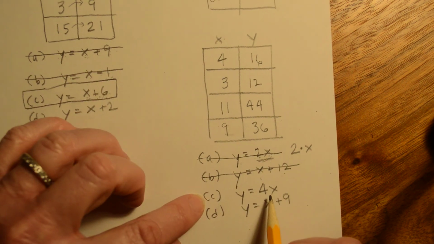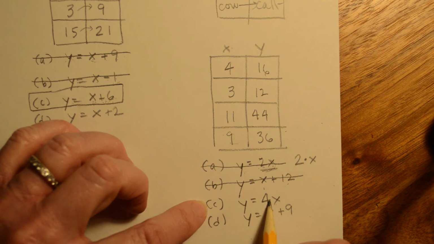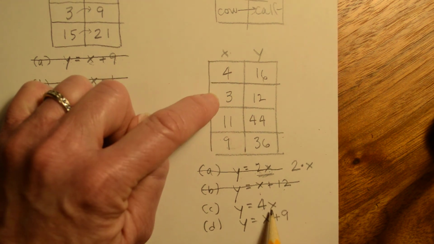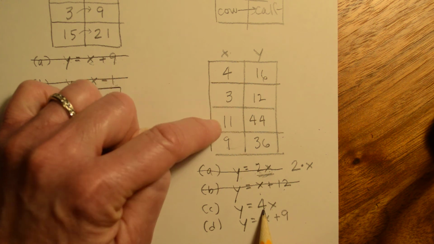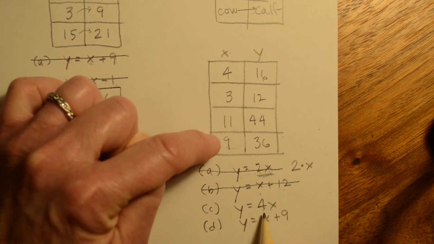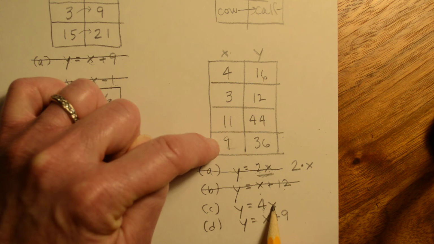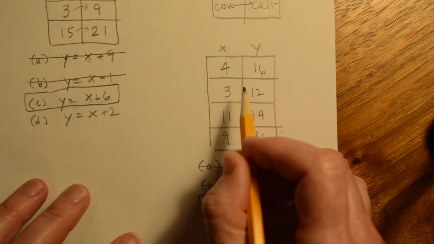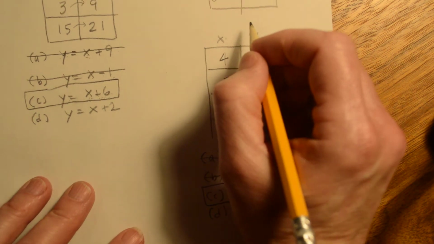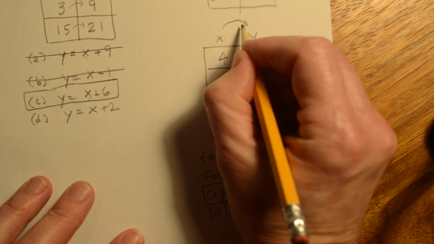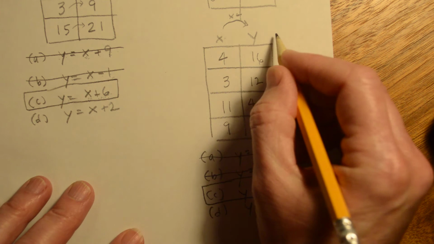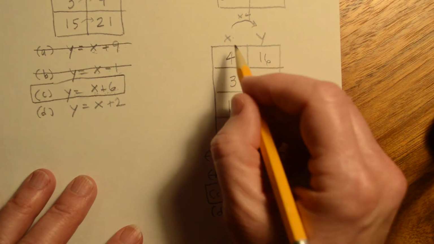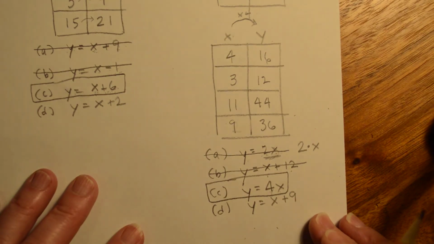Okay, then let's try part C. C says take our x value, multiply it by 4. So 4 times 4 is 16. Yes, that works. 4 times 3 is 12. Yep, that works. 4 times 11 is 44. Yep. And 4 times 9 is 36. That's our pattern right there. All right, so these numbers all follow the pattern that you take the x value and you multiply it by 4, and that gives you your y value. Now this is a multiplication symbol right there. So take your x value, multiply it by 4, and that gives you the y value.